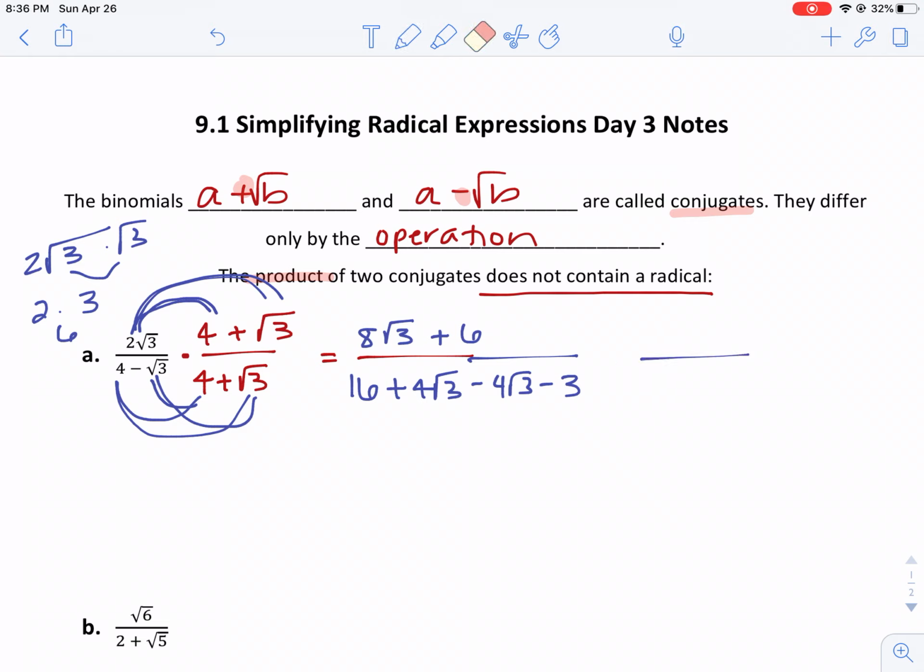Now what happens is, because we're multiplying by the conjugate, we have a positive 4 root 3 and a negative 4 root 3, so those are going to cancel out. So we'll have 8 root 3 plus 6 in the numerator, and then in the denominator we're left with 16 minus 3, which is 13. So now we're not breaking any rules for simplifying. We have a whole number in the denominator, so this is our final answer.